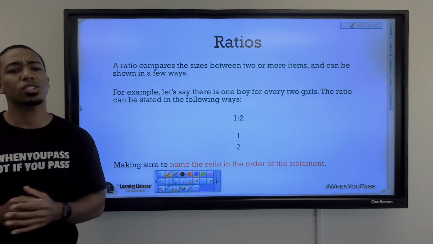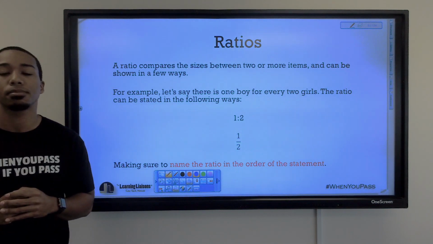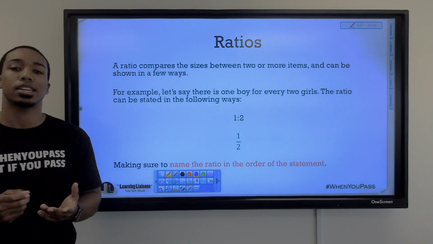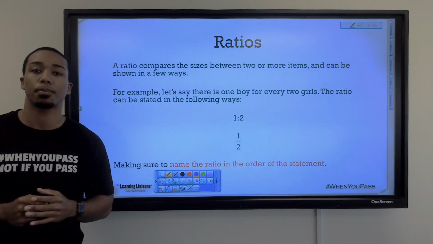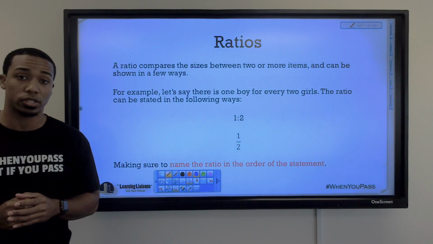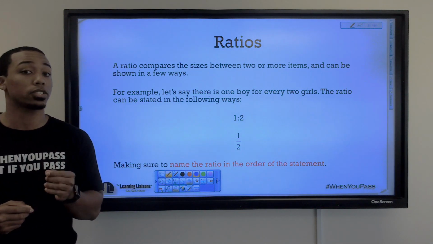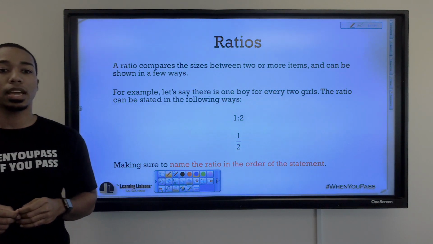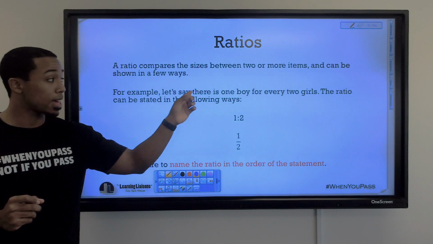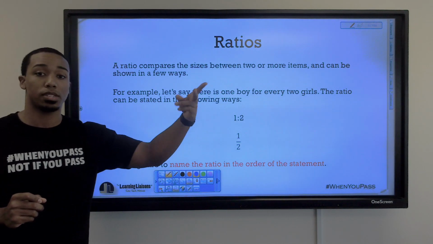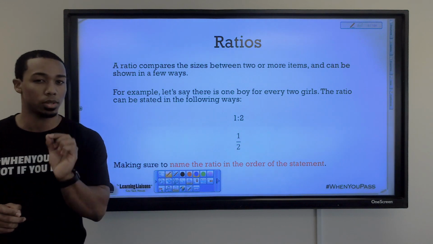For example, let's say that there's one boy for every 2 girls in a certain context. So the ratio, we can state it like this: 1 colon 2. That means 1 to 2. We can also write it as a fraction, 1 over 2. And so yes, if that's a question you had, fractions are ratios. But when we name these ratios, if the 1 came first in the sentence and 2 came second, then we need to write the 1 first and the 2 second. Make sure that we always do that.